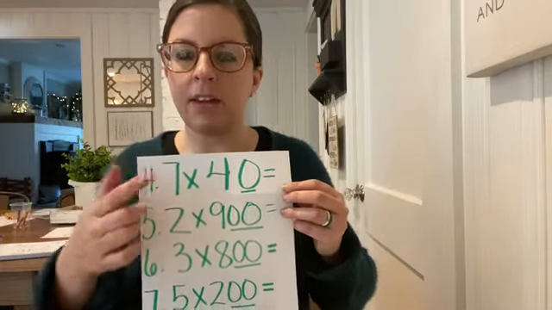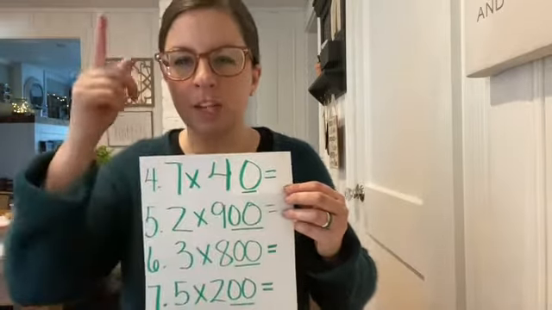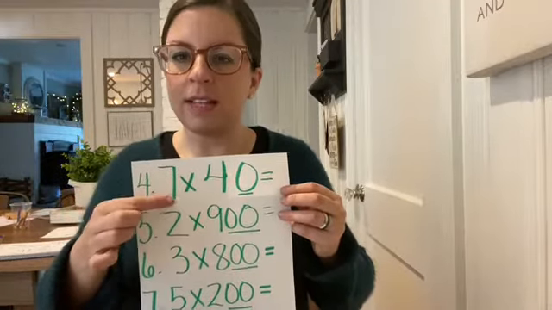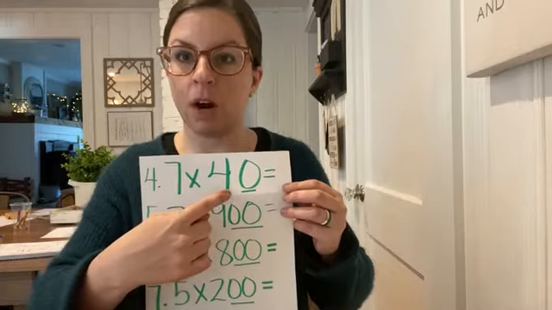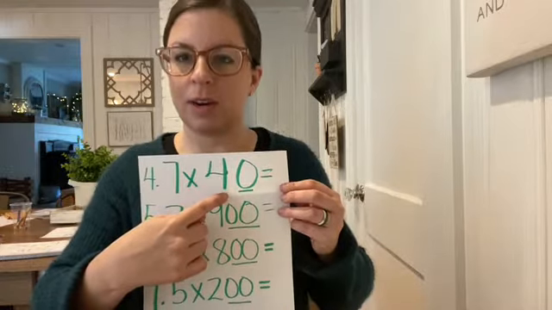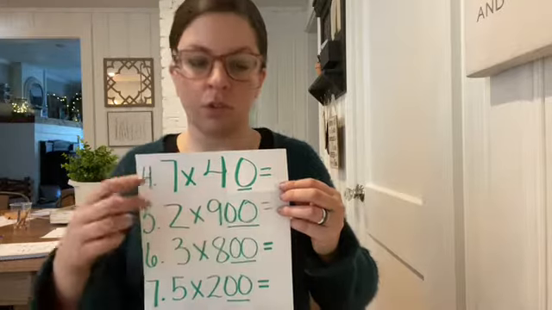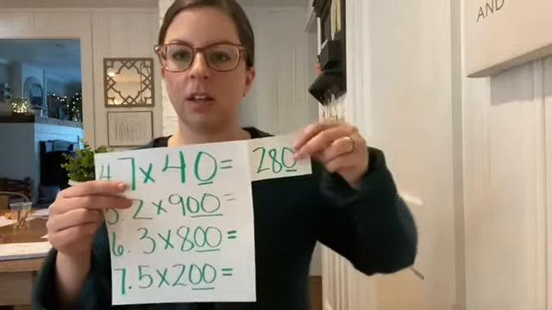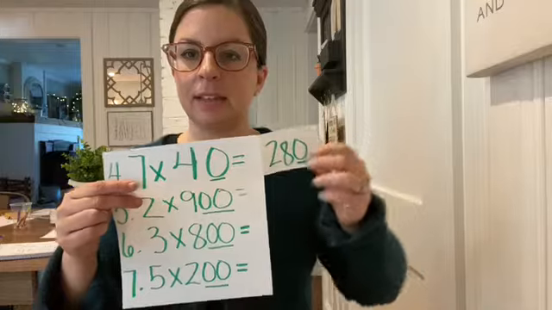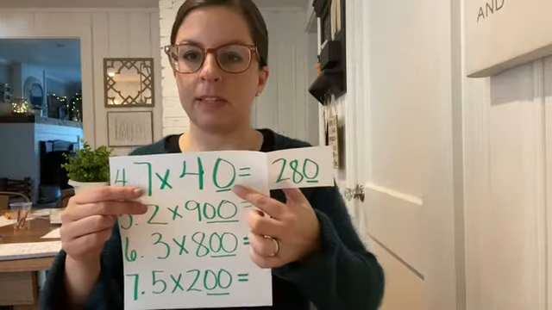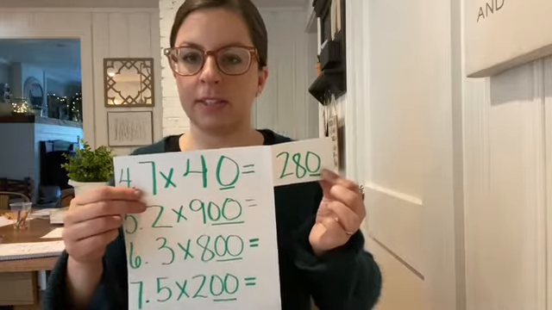Okay, let's look at number 4, and I want us to remember quickly how to do this. Okay, we have 7 times 40. In your mind, you might think, that's kind of hard, but it's really not. What is 7 times 4? 28. And there's 1 zero, so you add 1 zero to it. So that would make the answer 280. See, 28 with a 0. Okay, however many zeros are on this side, you put on this side.